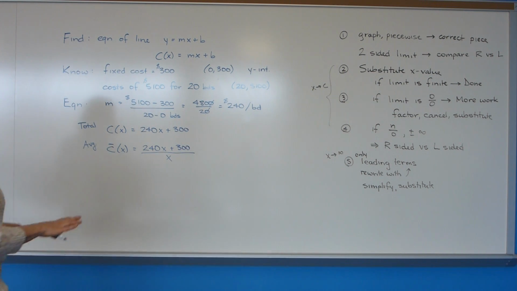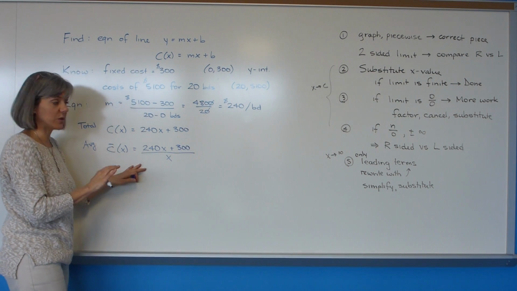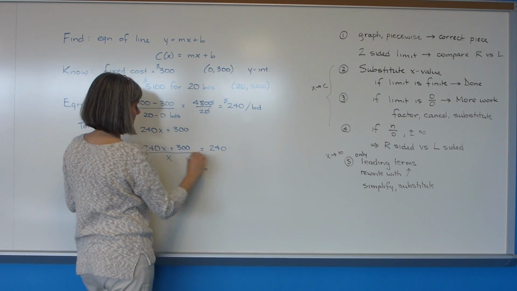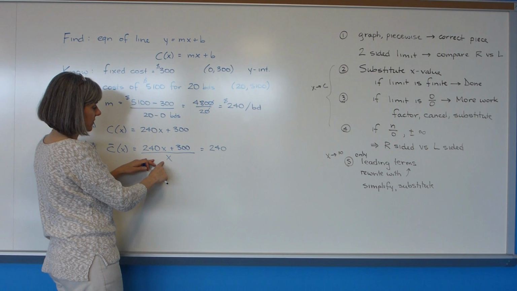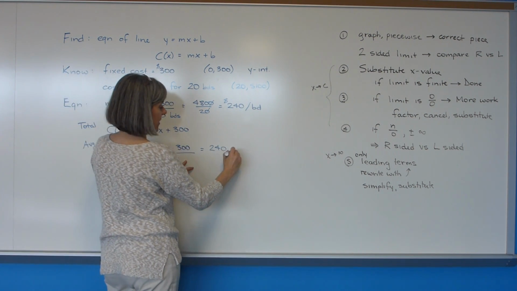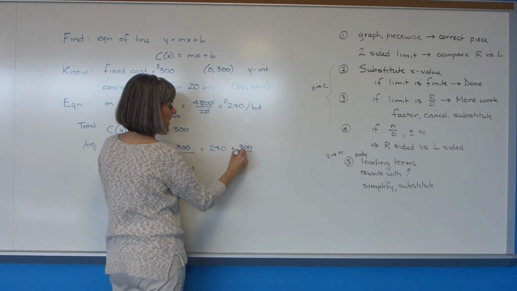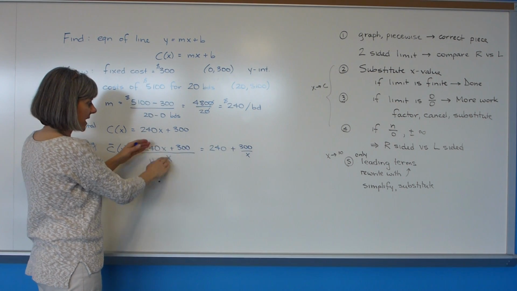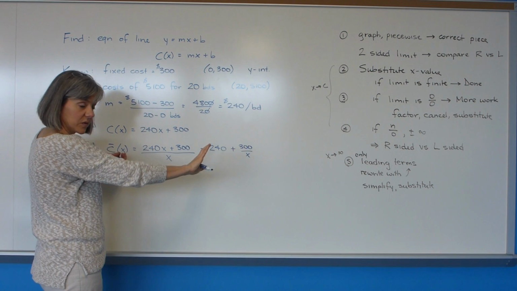Okay, so now we need to graph this, and I'm happy for you to do that. I'm comfortable with you doing that on a calculator. We can also go ahead and do the division. 240x over x is 240 plus 300 over x. All I've done here is simply split apart the fraction, knowing that I can't cancel these two as it is. I have to split them apart first.